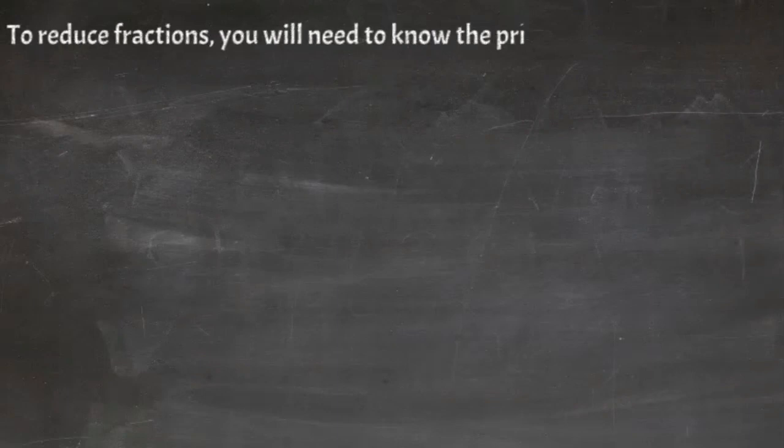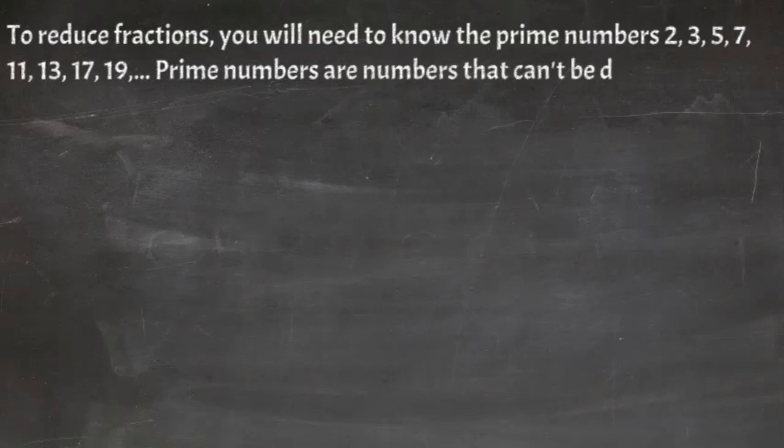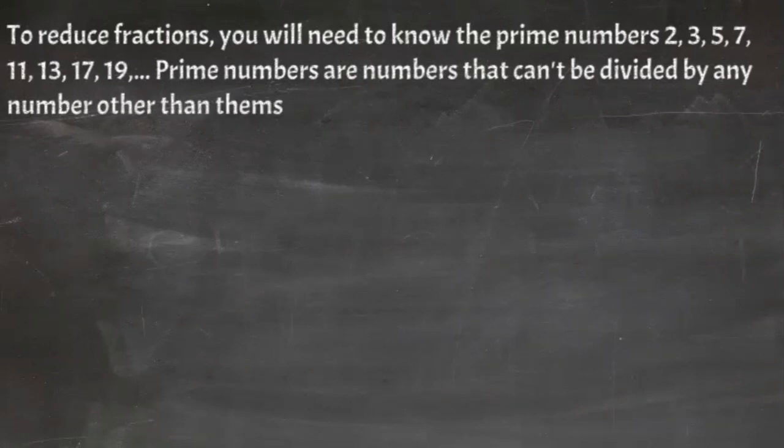To reduce fractions, you will need to know the prime numbers: 2, 3, 5, 7, 11, 13, 17, 19, and so on. Prime numbers are numbers that can't be divided by any number other than themselves. You might want to pause the video and write those down.